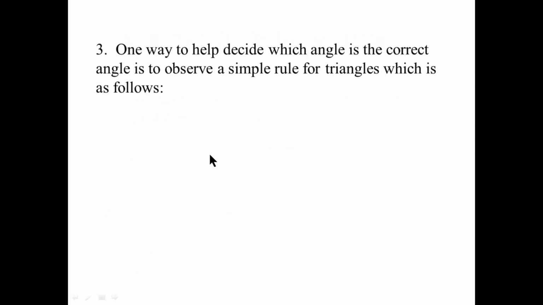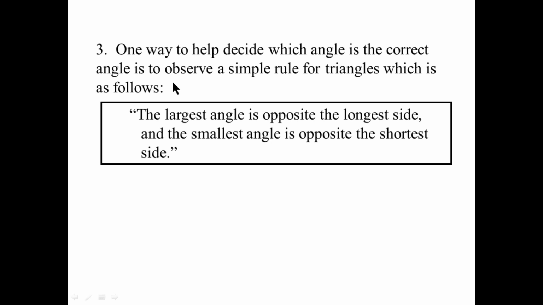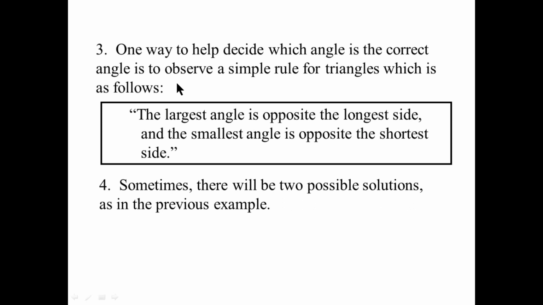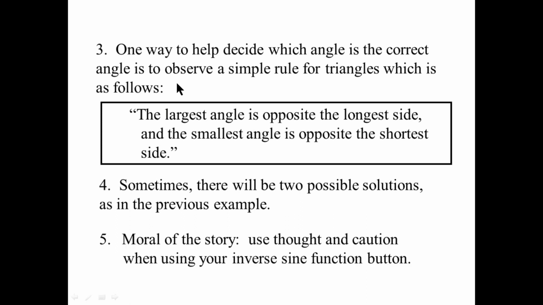So one way to help decide which angle is the correct angle is to observe a simple rule for triangles, which is as follows. The largest angle is opposite the longest side. The smallest angle is opposite the shortest side. Sometimes that helps. And sometimes there will be two possible solutions, like in the previous example. Moral of this story: use thought and use caution when you use your inverse sine function, because sometimes it doesn't tell the truth. Sometimes it might put the largest angle opposite not the longest side, for example.